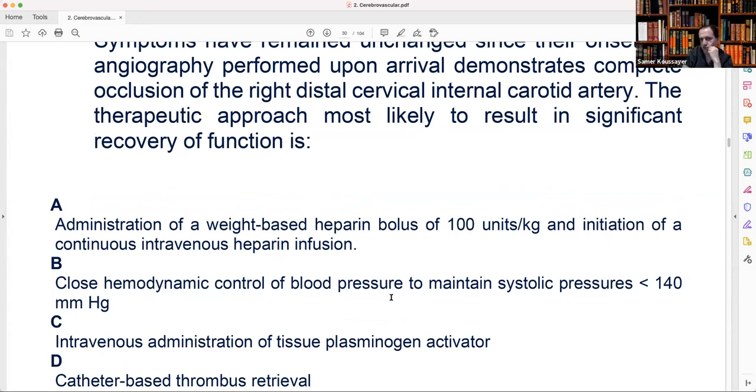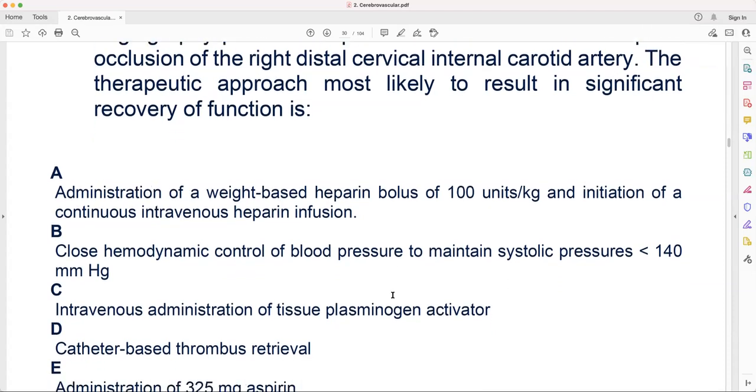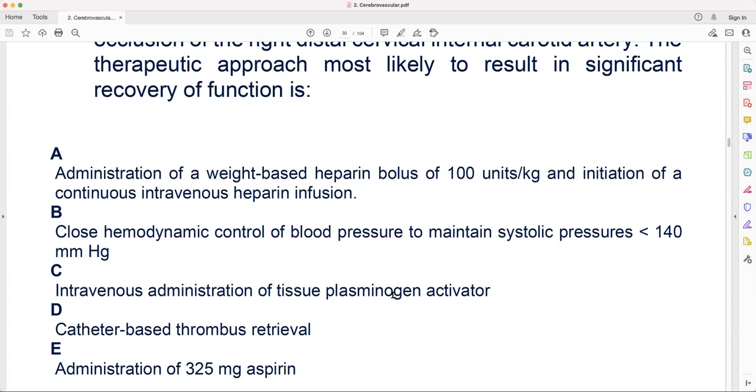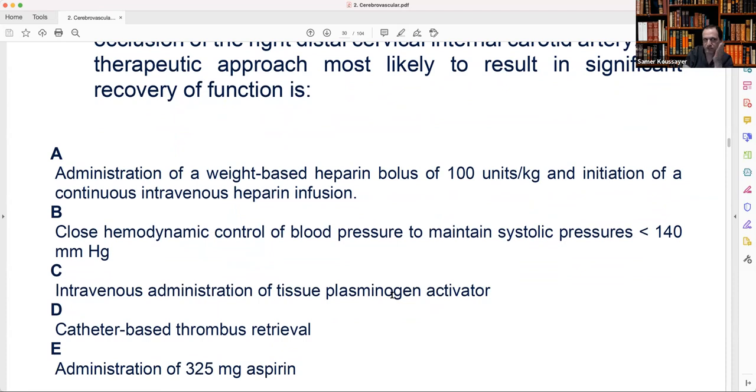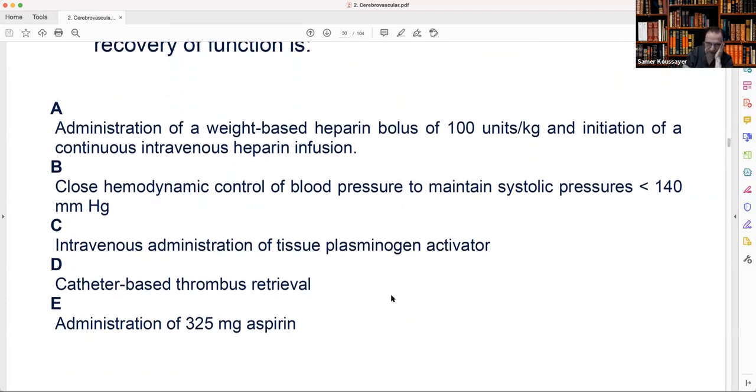You have to control blood pressure, you have to give heparin, but they were looking for which significantly recovers function. This is the key in this question. So yes, you need to control blood pressure, but it will not improve his recovery of function, correct?